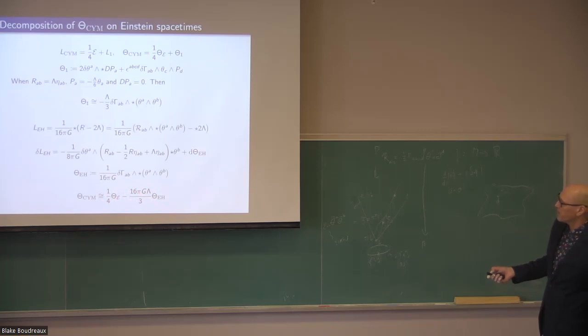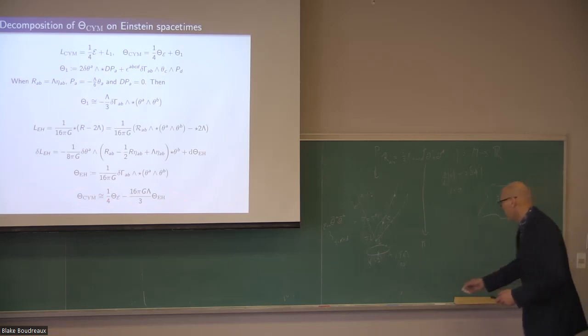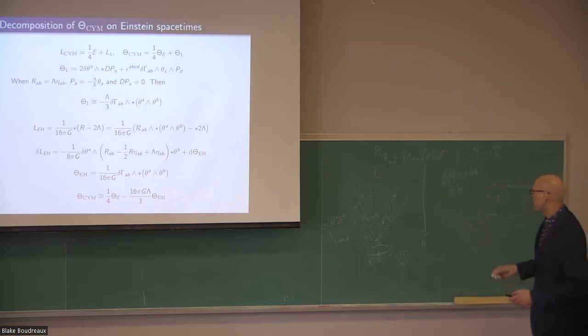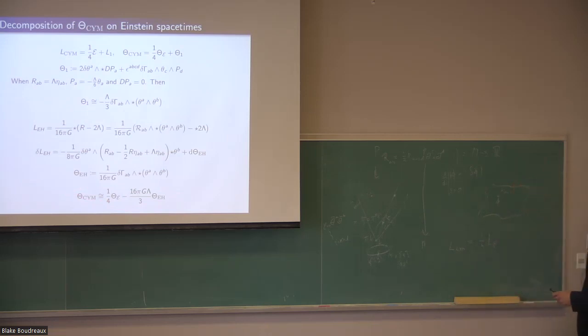However, whenever lambda is not zero, then we can use this equation. So the conclusion is that, written here in terms of symplectic forms, but if we just write it for actions, then it means that our Yang-Mills action for conformal connection is 1/4 of the topological Euler action minus 16 pi lambda divided by 3 times the Einstein-Hilbert-Palatini action.